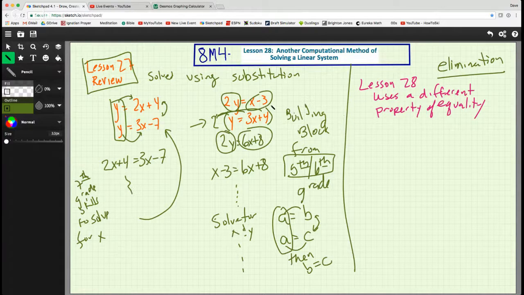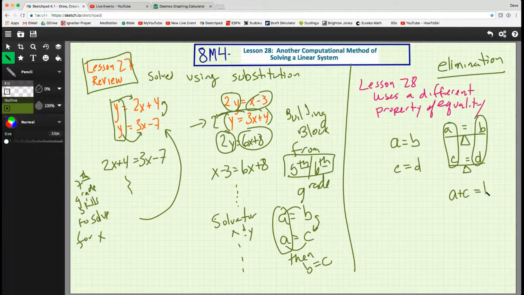So lesson 27 used this property: if A equals B and A equals C, then B equals C. The property that we're going to use in lesson 28 over and over again is that if A equals B, so we have a scale here, and A and B are equal to each other. And then if C equals D, so we have another scale where C and D don't have to be the same as A and B, but they do have to be equal. We can take these two things and put them on the left side of a scale, and these two things on the right side of a scale, and they're still equal. Those things better be equal when you sit them on top of a scale.